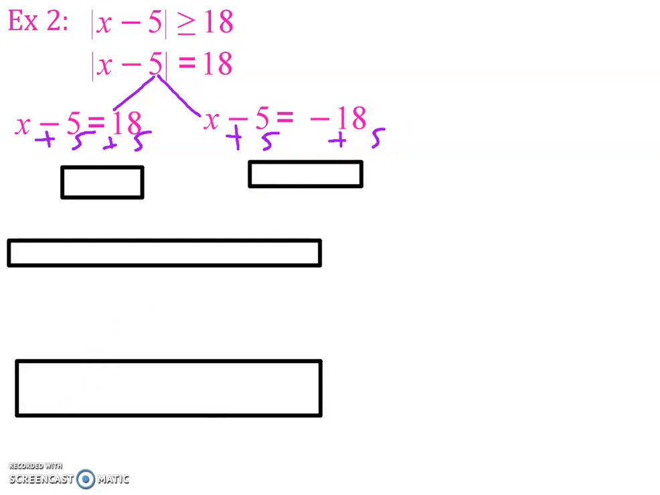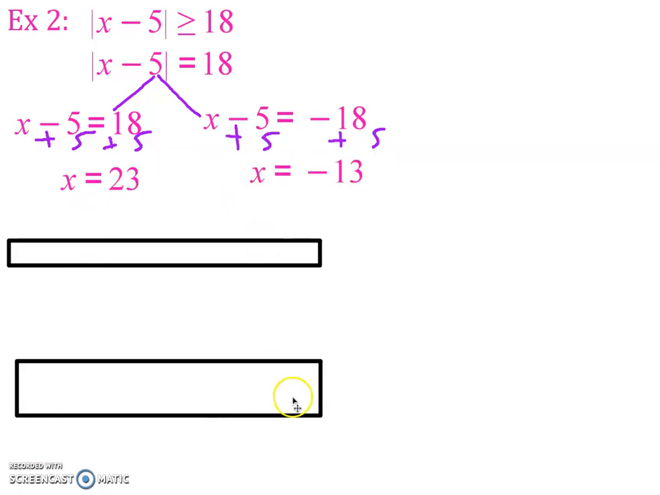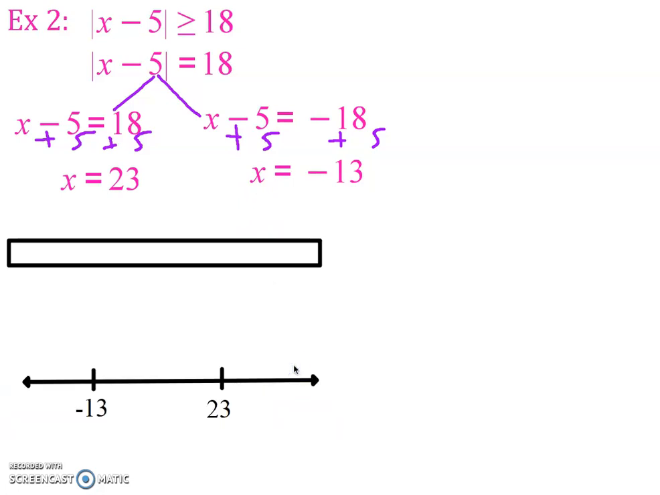Once we add 5, we get x equals 23. And we get x equals negative 13. These are what are called critical points. We're going to take those critical points, we're going to put them on a number line. Make sure you have your smaller number on the left-hand side. At this point, we're going to use our graphing calculator.